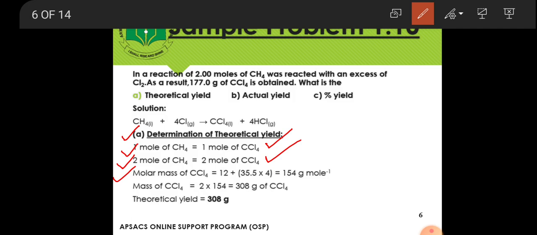What is the molar mass of carbon tetrachloride? Mass of carbon is 12 and mass of 1 chlorine is 35.5, and there are 4 chlorine atoms, so 35.5 multiplied by 4. When you add these two numbers together you will get the answer 154 gram per mole. So this is the molar mass of carbon tetrachloride. So mass of carbon tetrachloride is moles multiplied by molar mass. So the answer is 308 grams of carbon tetrachloride is obtained theoretically. So the theoretical yield is 308 grams.